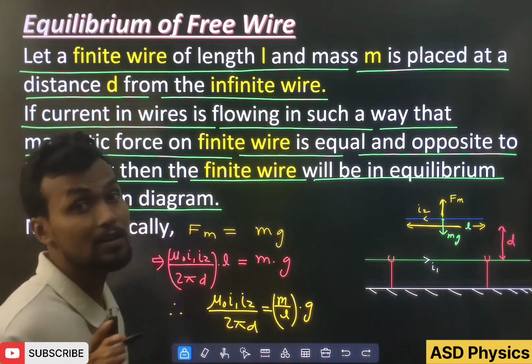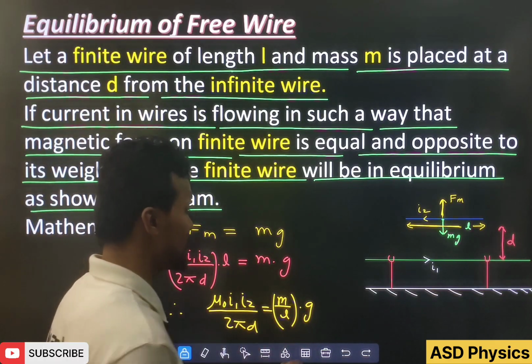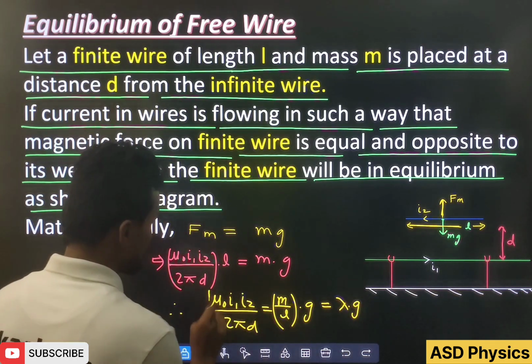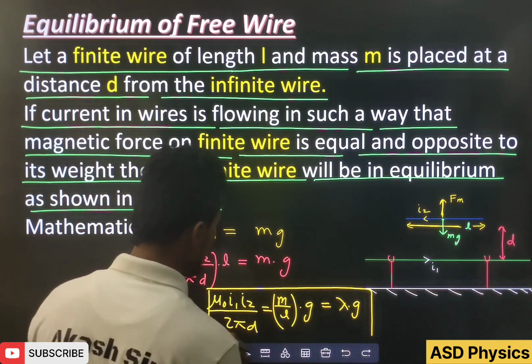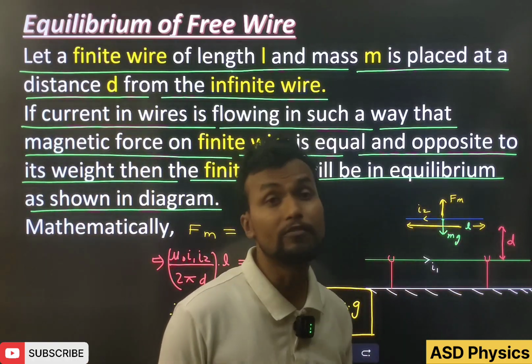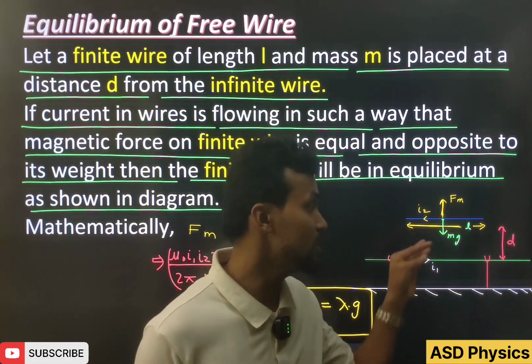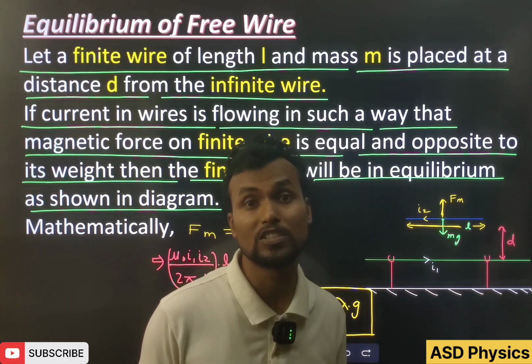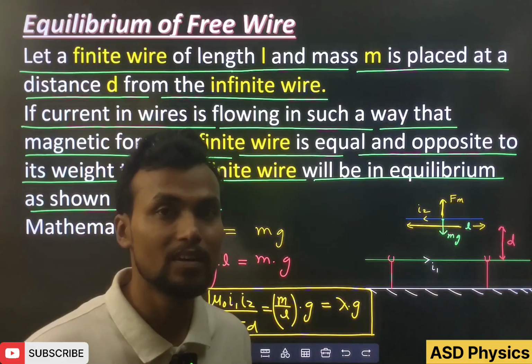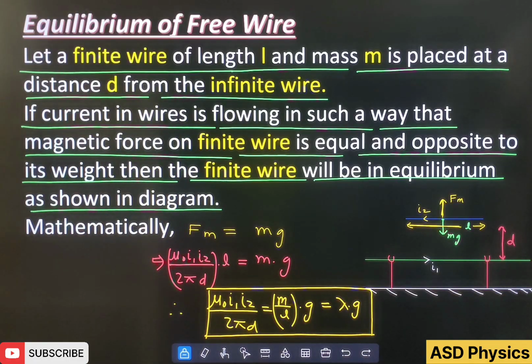Sometimes they will not give the mass of the wire, they will give the linear mass density. M by L is the linear mass density lambda. So kindly remember that the main equilibrium concept here is that the magnetic force should balance the weight of the wire. Based upon that only, the current direction will adjust using the concept: same direction current, wires will attract; opposite direction, wires will repel.